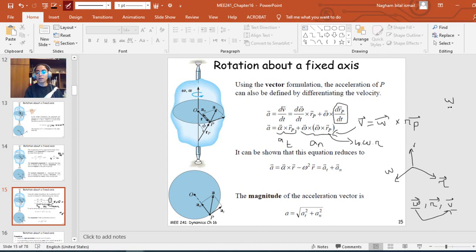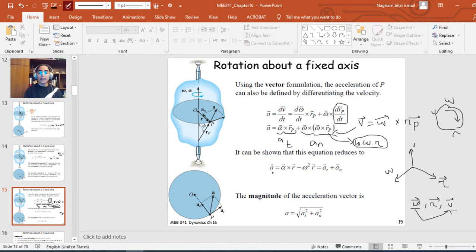Let's say omega cross r. So this r will give you v. So let's say this is the positive direction. Omega cross r will give you v. Then I'm saying now I need to find omega cross v. So it's in the opposite direction. Then this will give you minus r.